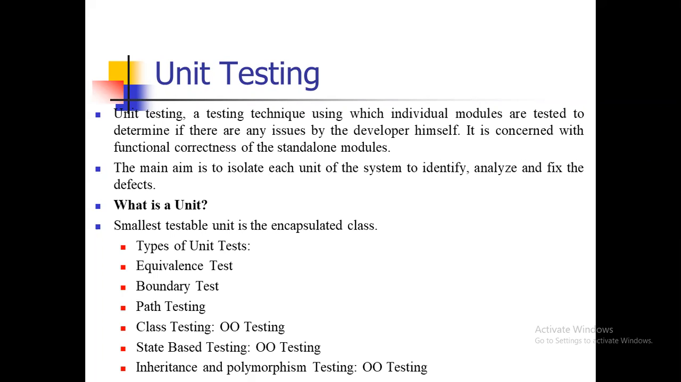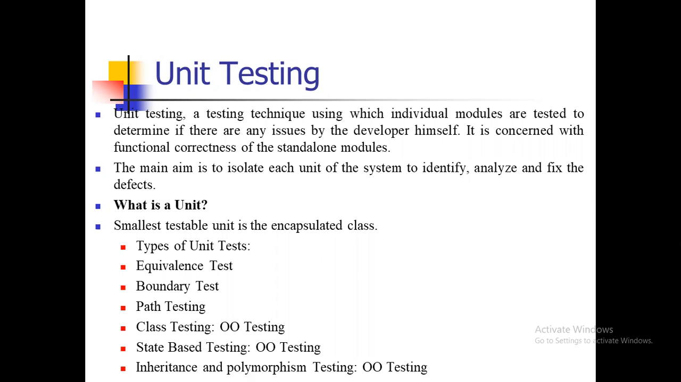So here we are going to test the system module wise, unit by unit, dividing the system into subsystems. So what is a unit here? It is the smallest testable unit, a small amount of code. We divide the system into smaller testable units, that is, an encapsulated class.